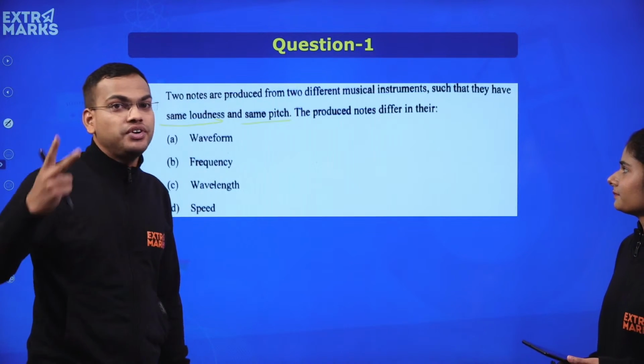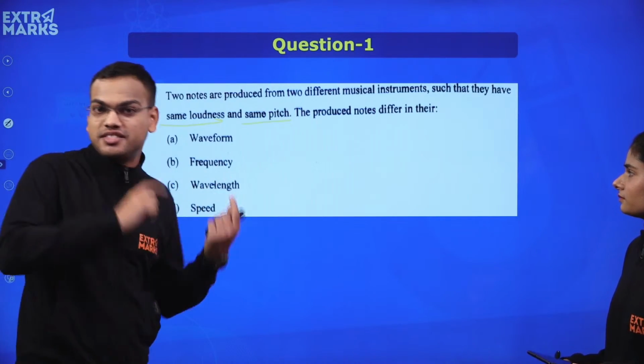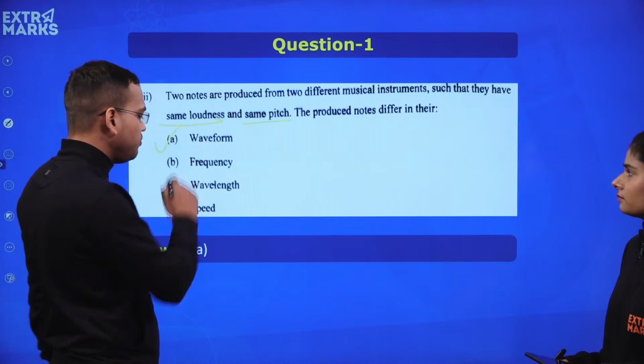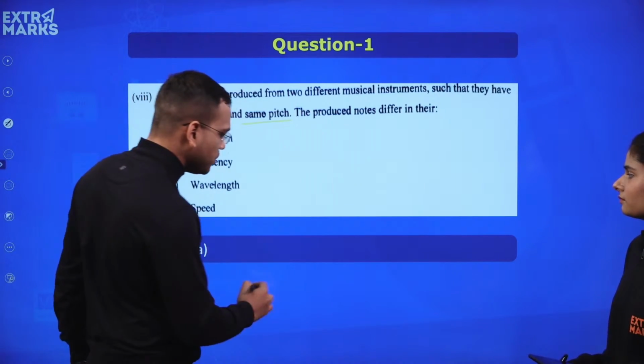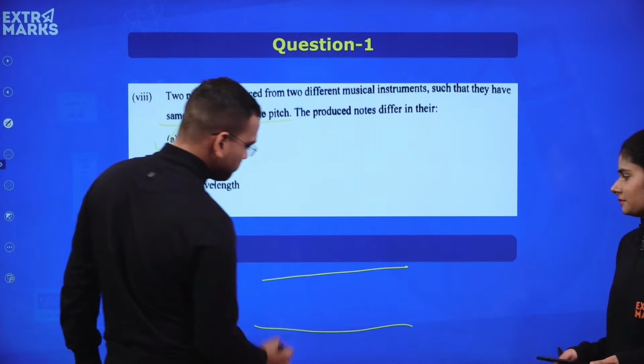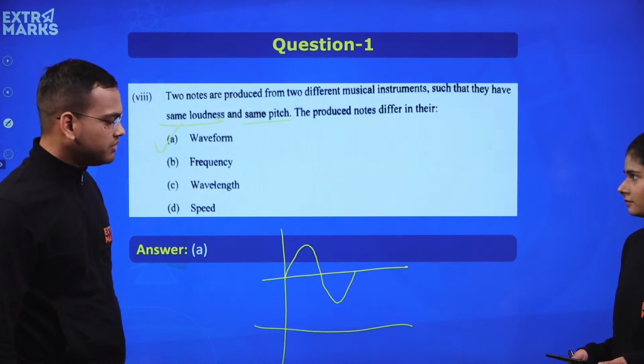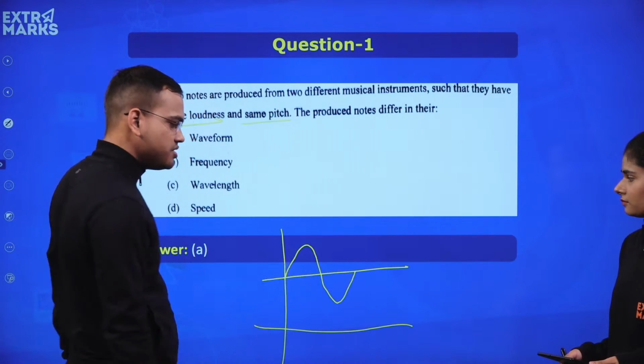Now, how will you differentiate these two voices which have the same amplitude and same pitch, same frequency and same amplitude? That is very simple, by the waveform. I'll draw two waveforms for all of you, okay? Just see how it looks. This is one waveform. The amplitude is this much and the frequency is this.